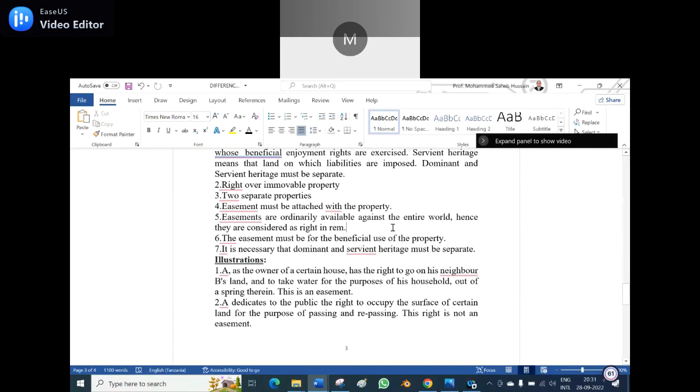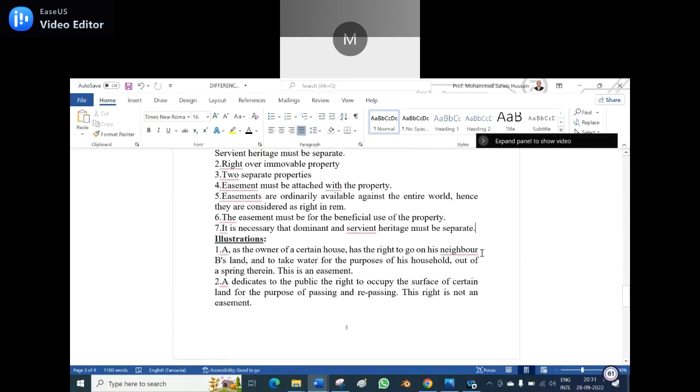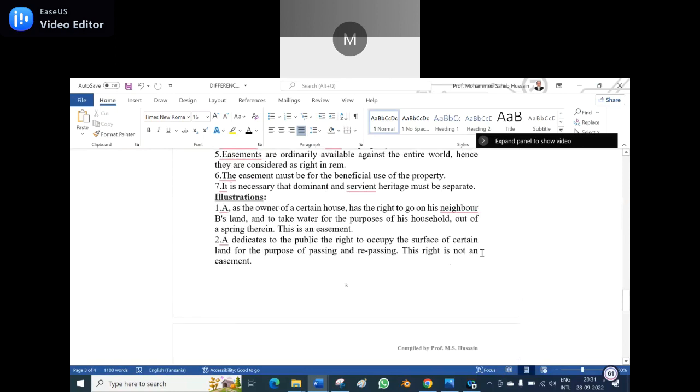And 6, the easement must be for the beneficial use of the property, definitely. Even a license is a benefit of the movable property he could enjoy for a time period. 7, it is necessary that the dominant and servient heritage must be separate. If the property becomes one, the easement will be extinguished, terminated, or ceased.